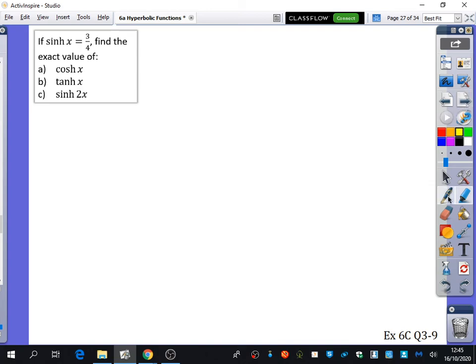So we're going to just do something that is sort of related to this. It's not going to be the same as those equations. It's going to be to do with other identities, just pulling together lots of information that we've got here. So we've got, if sinh x is equal to 3/4, find the exact value of cosh x. Well, what identity links cosh and sinh?